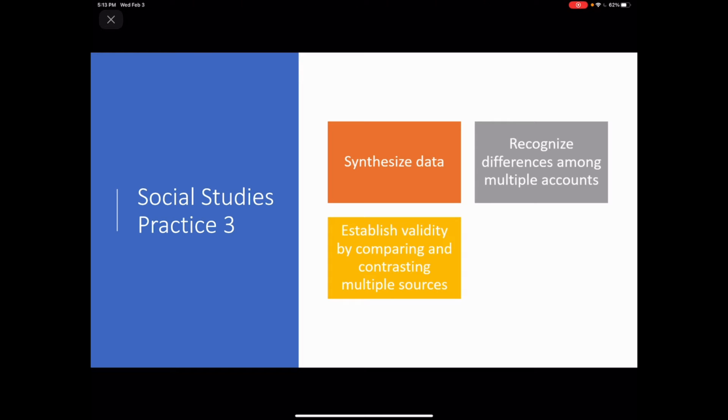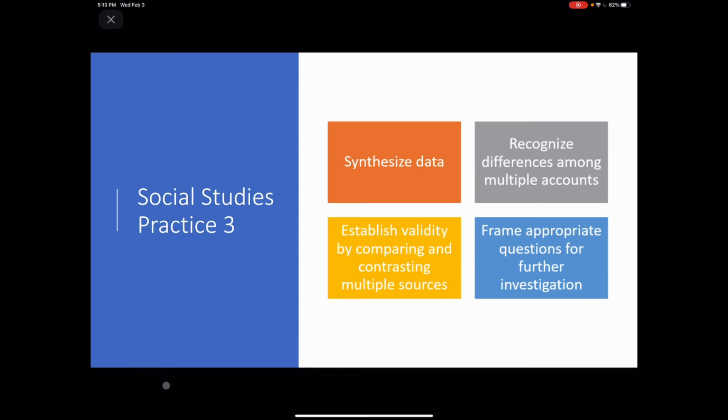So what you do when you are comparing and contrasting these multiple sources, you're asking yourself, are they telling a similar story? Are they saying something that is the same? Are they contradicting each other? Do I need to find other evidence? This helps you frame appropriate questions for further investigation. I can tell you from experience, a lot of times I have set out with a thesis statement, this is the paper I'm going to write, and my research starts to tell a very different story, and so I have to change my question.